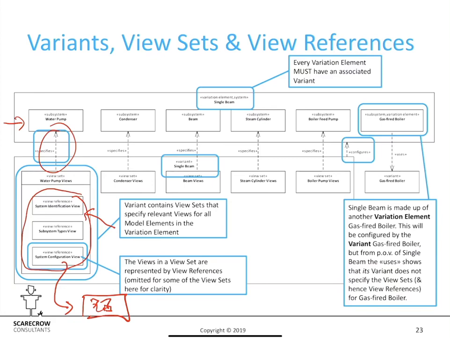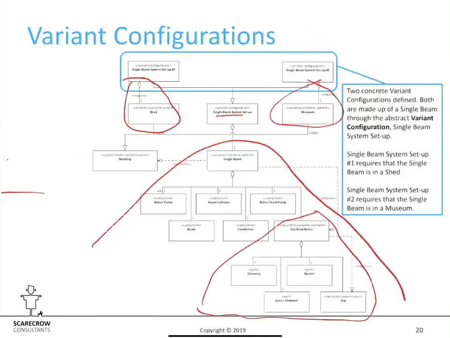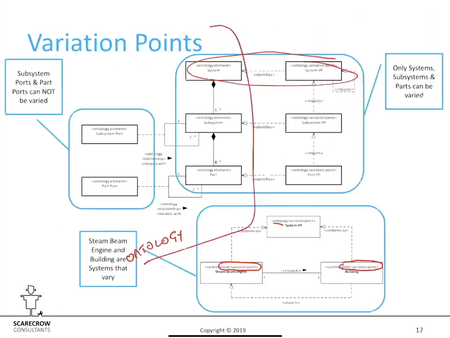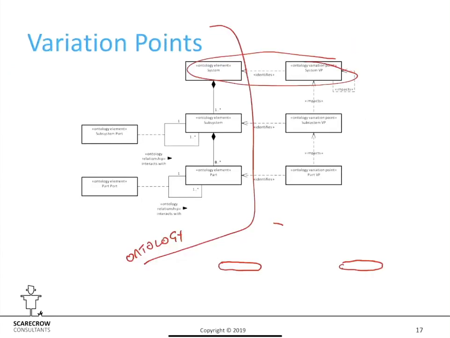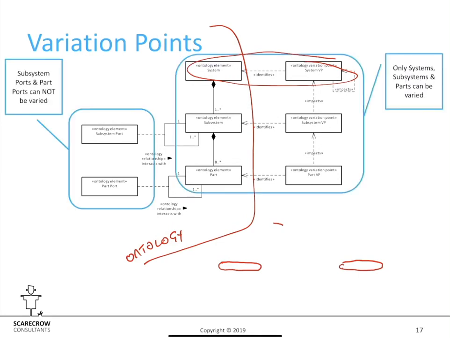So, in summary, I know we're slightly over, I'm going to go right back and just very, very quickly go through it all, because there's a lot of really deep concepts here. This is why I said variation modeling is hard. We start off with what kind of concepts we want to vary. We want to be able to vary systems, subsystems, and parts, and nothing else in this example.